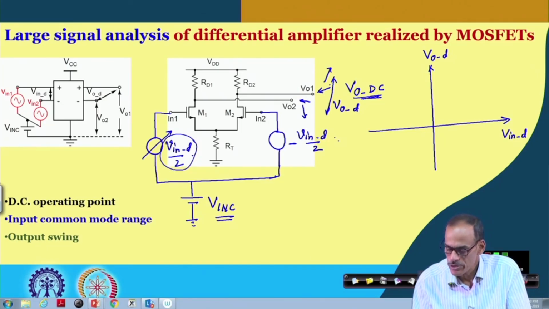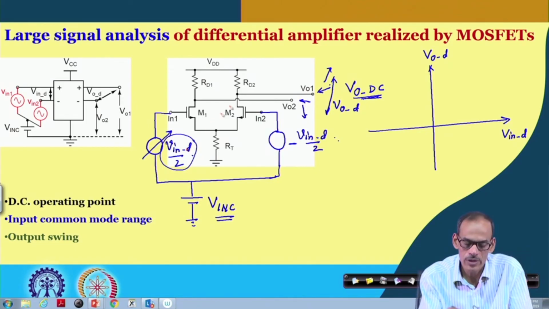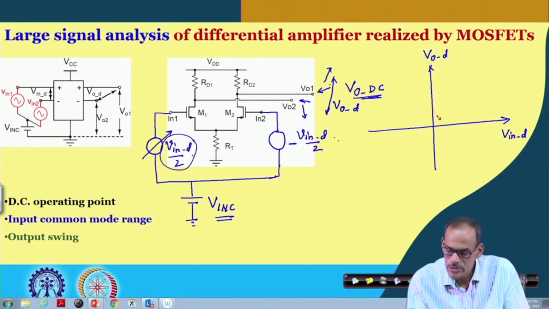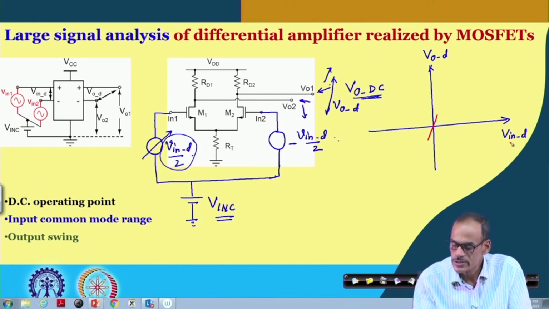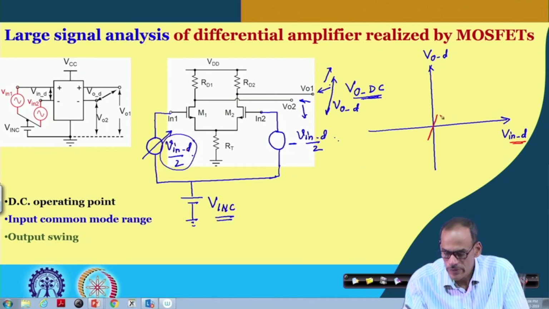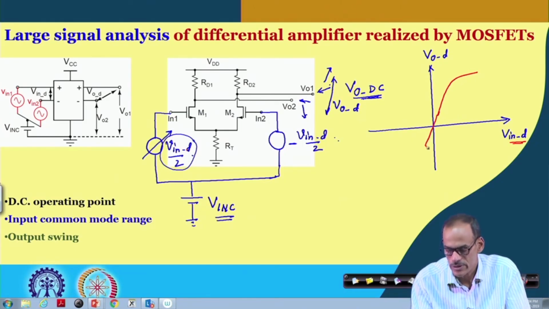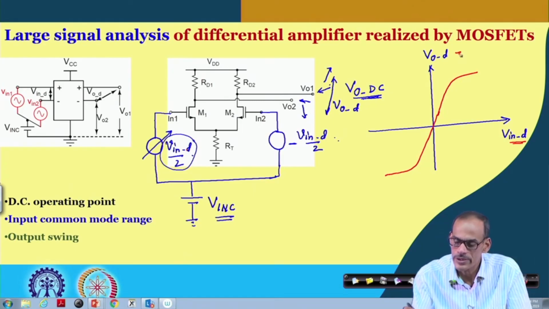If the input is very small, the behavior was quite linear. This may be linear, but as you increase this input voltage beyond some limit, this may enter into nonlinear characteristic. Likewise, this side also will enter into nonlinear characteristic, and this VOD is defined as capital V O1 minus capital V O2.